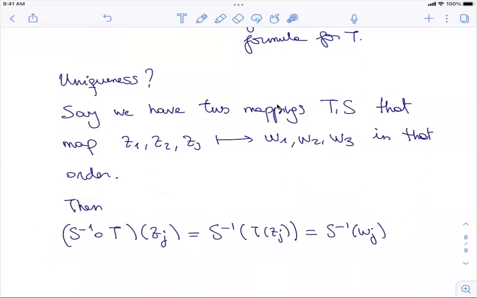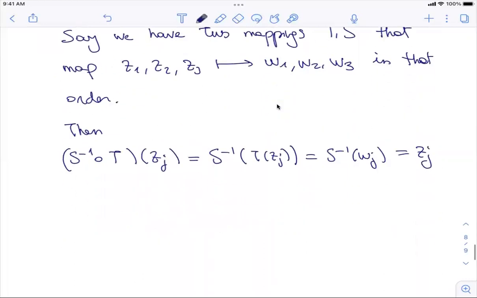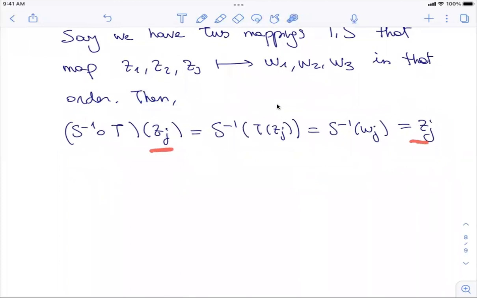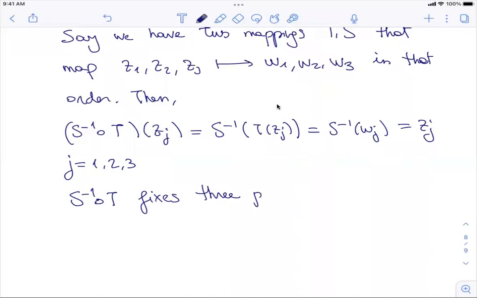So S is going to send Zj to Wj. So the inverse sends Wj to Zj. So this is Zj. So see what happens. We have a mapping here that fixes the point Zj, but j can be 1, 2, or 3. So the composition of T and the inverse of S fixes 3 points.